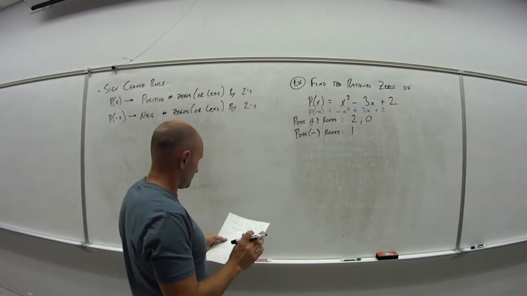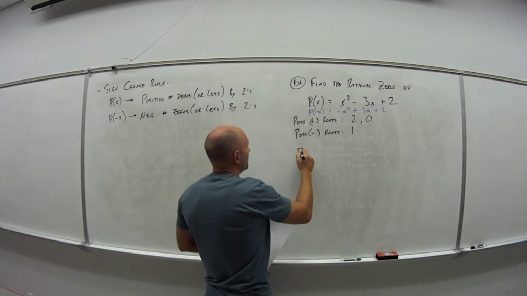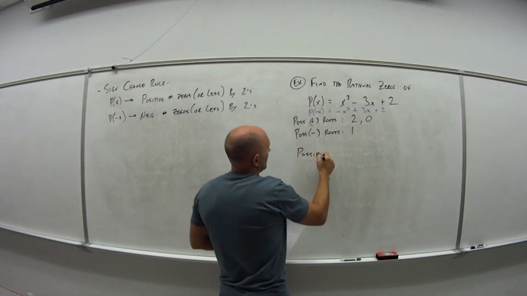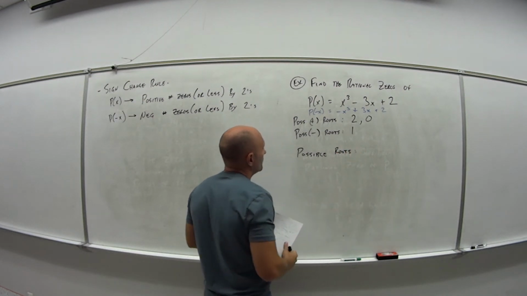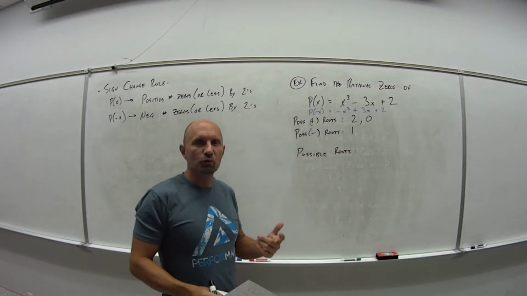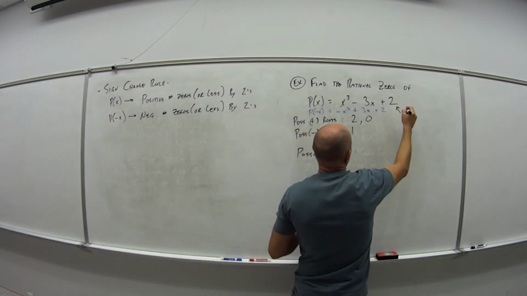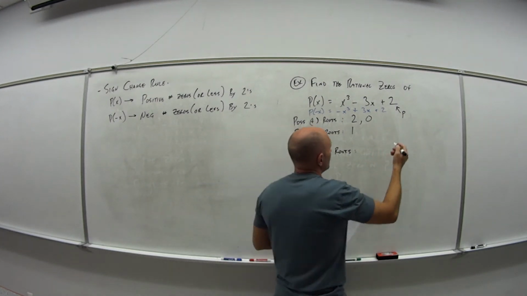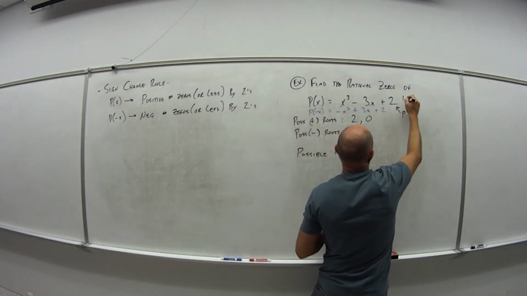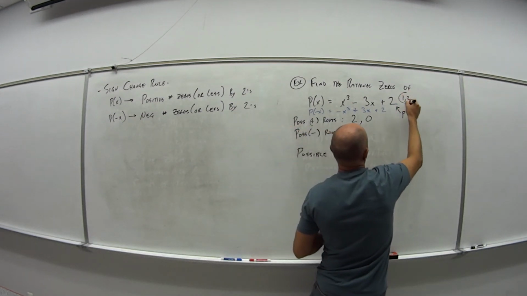So now I know how many possible positive and how many possible negative roots, so let's figure out what the possible roots are. This is using my rational root theorem, and it's P over Q, where my values of P come from here. Well, what are the factors of 2? This is 1 times 2, so my only possible factors are 1 and 2.